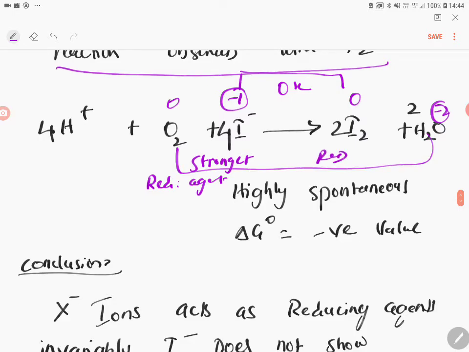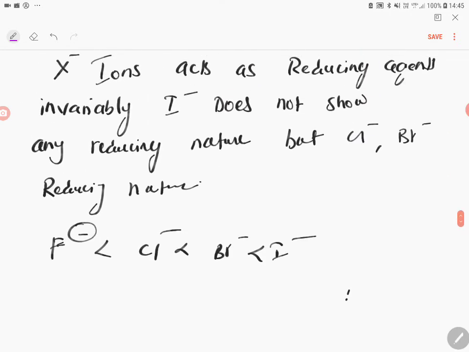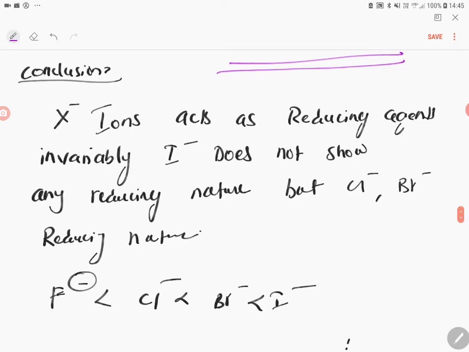Therefore, iodide is a very strong reducing agent because the reaction of iodide with oxygen in the acid medium is highly spontaneous, as this reaction shows a large negative value of standard free energy. So the conclusion is halide ions are acting as reducing agents.